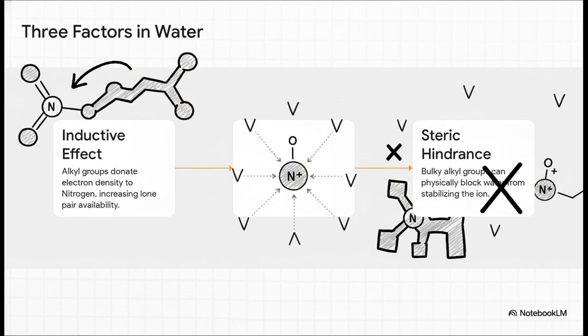But wait. Once it grabs that proton, it becomes positively charged, and it needs to be stabilized by water molecules. That's the solvation effect. More stability, stronger base. But there's a catch. Steric hindrance. If those alkyl groups get too big and bulky, they physically get in the way, blocking water from coming in to help. That makes the whole thing less stable, and you guessed it, a weaker base.